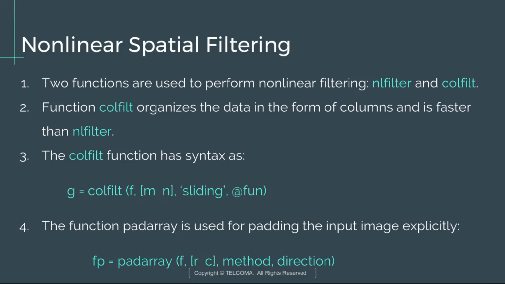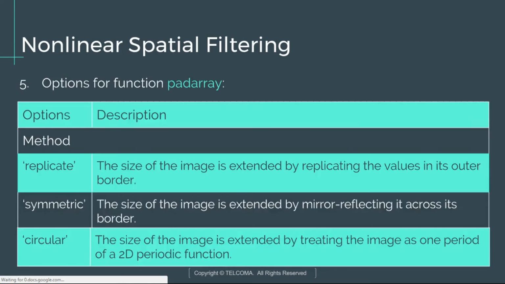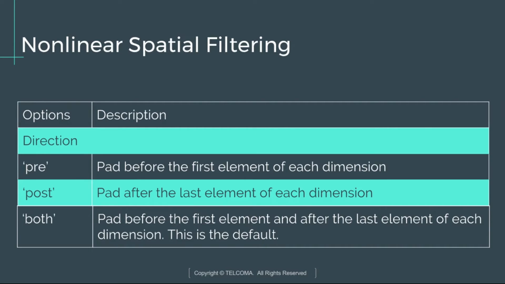The function padarray is used for padding the input image explicitly, whose syntax is shown here. In this, f is the input image, fp is the padded image, rc gives the number of rows and columns by which to pad f, and method and direction are explained in the table. So you can pause your video here and go through method and direction by yourself.